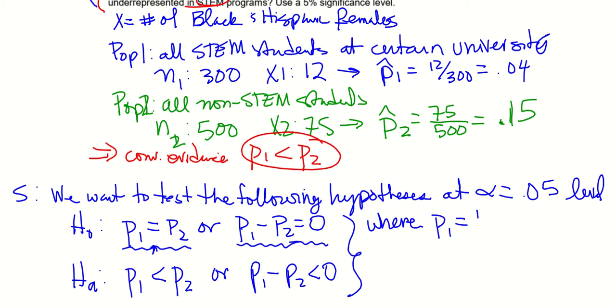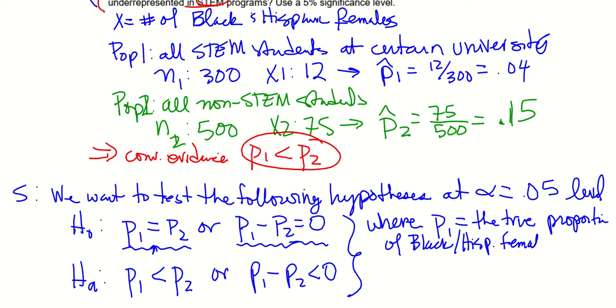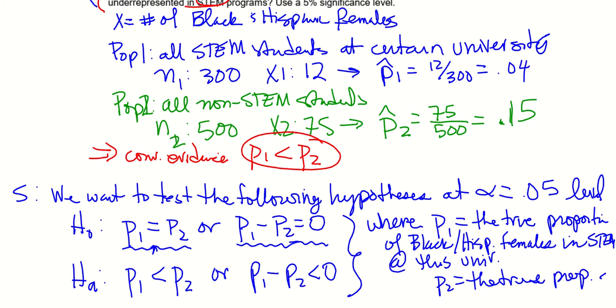So P1 is the true proportion of Black and Hispanic females in STEM programs at this university, and P2 is the true proportion of Black and Hispanic females in non-STEM at this university.